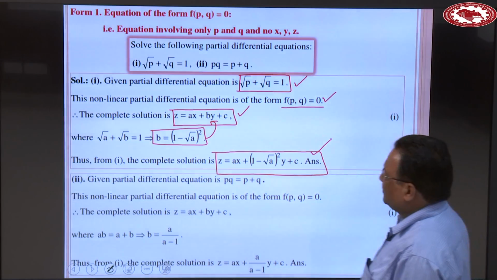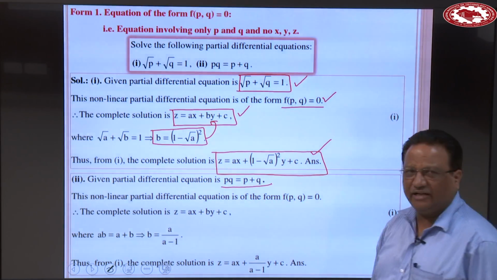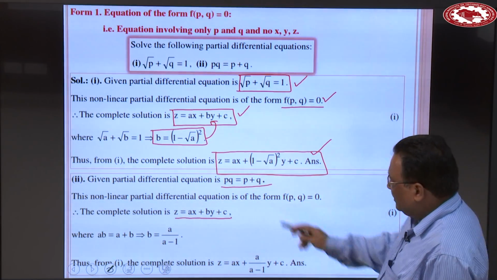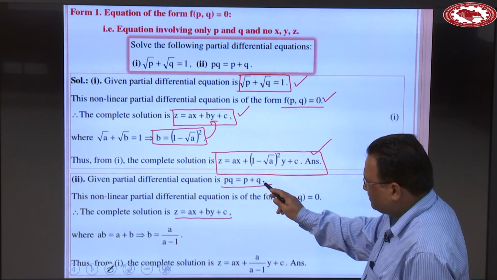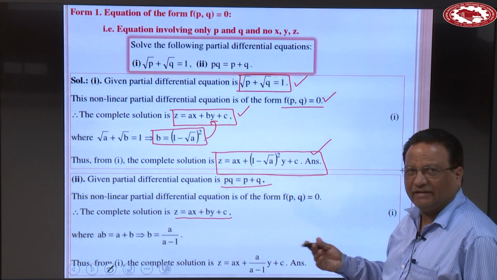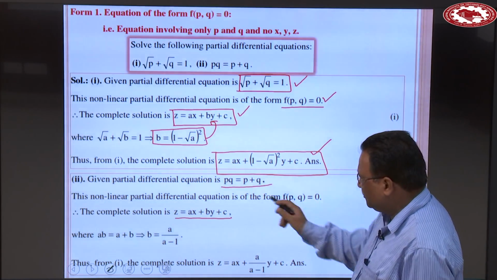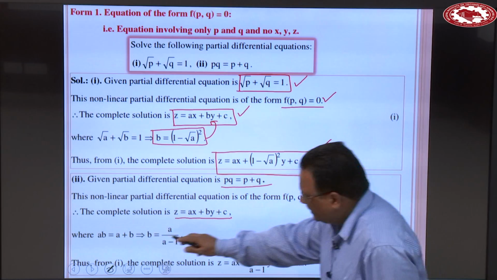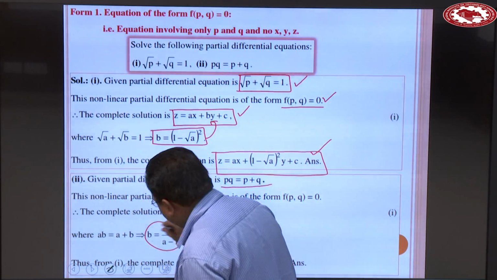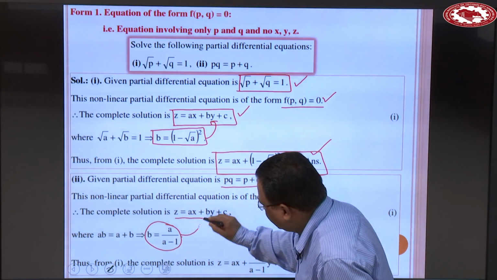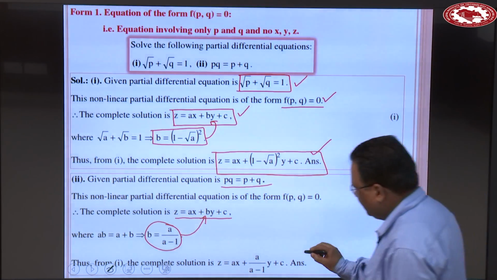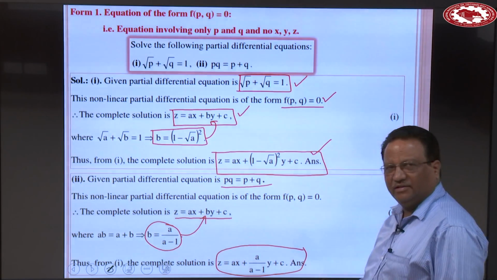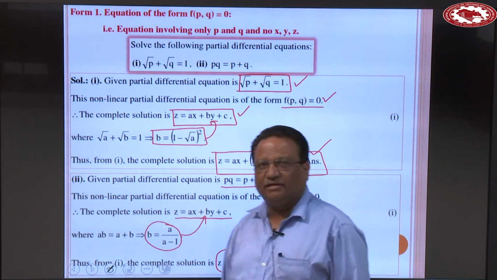Similarly, calculate the second part. Now this one is the given differential equation, which is a non-linear partial differential equation, right? The complete solution is z is equal to ax plus by plus c. Now this means ab is equal to a plus b; f(a, b) is equal to 0 satisfies that condition. f(a, b) is equal to 0 means replace p by a and q by b here. So you will get ab is equal to a plus b, and from that relation calculate the value of b. Now substitute the value of b here, then you will get the solution. So in this way you should try to solve a few more problems related to this topic.